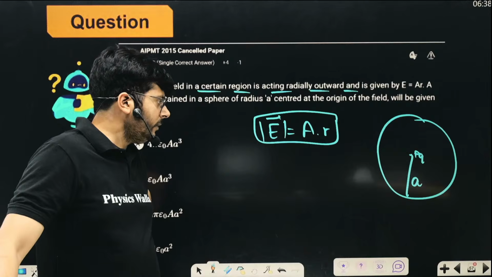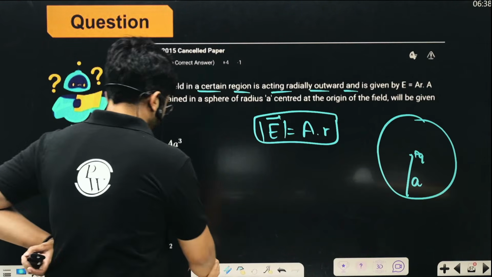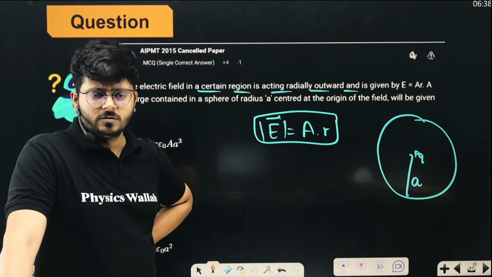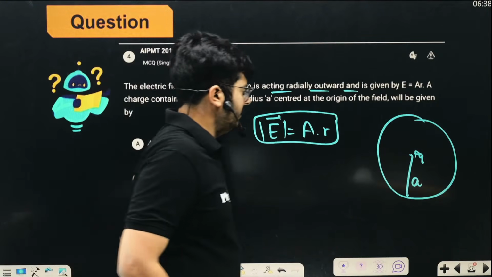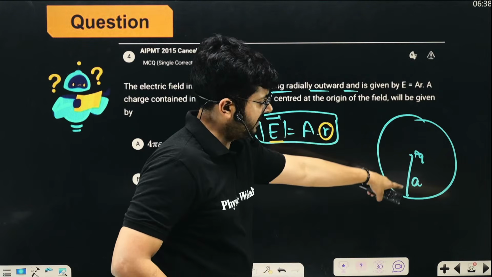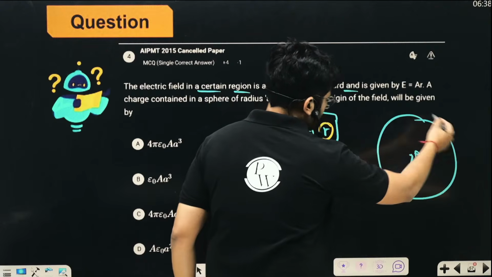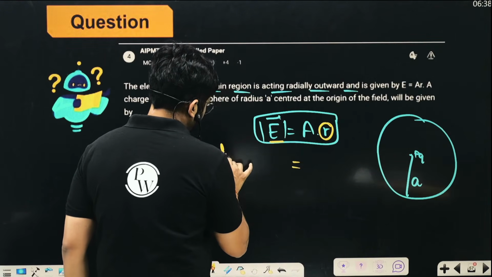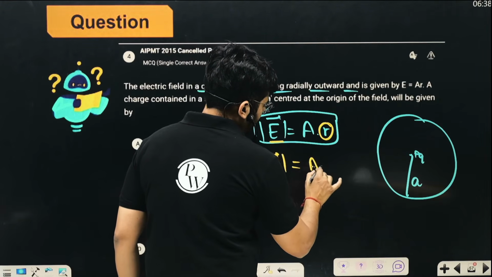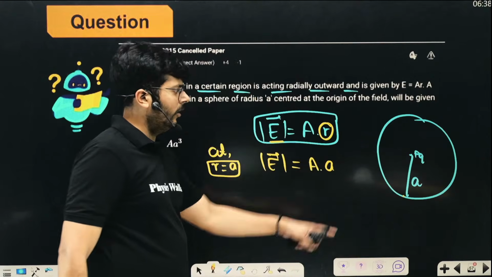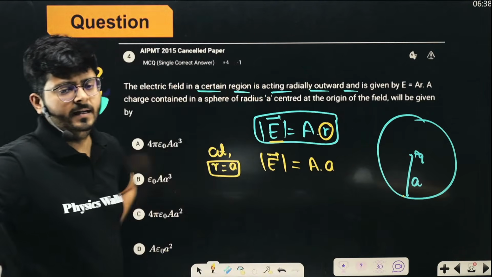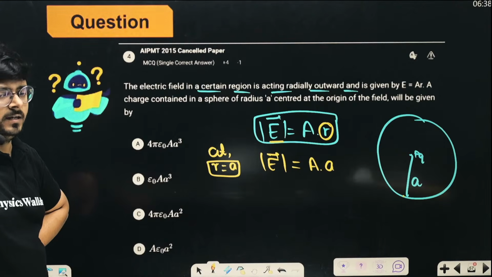All right, so my dear kids, here we can think in terms of Gauss's law. The value of the electric field varies linearly with the distance from the center. So what will be the electric field on the edges? At a distance equal to the radius, the electric field magnitude is going to be A into the distance, where small a is the radius of the sphere. So the electric field on the edges will be A times a.